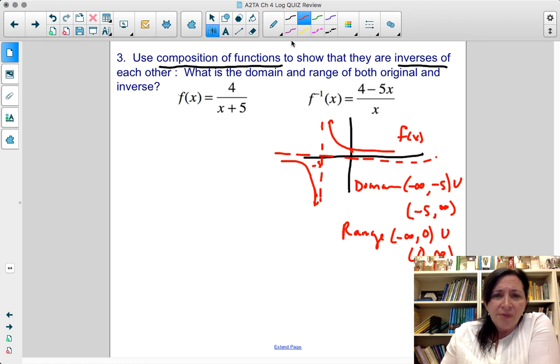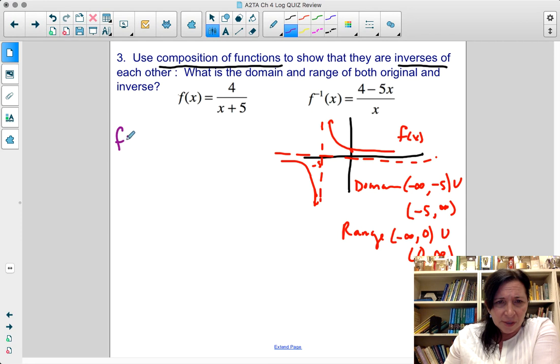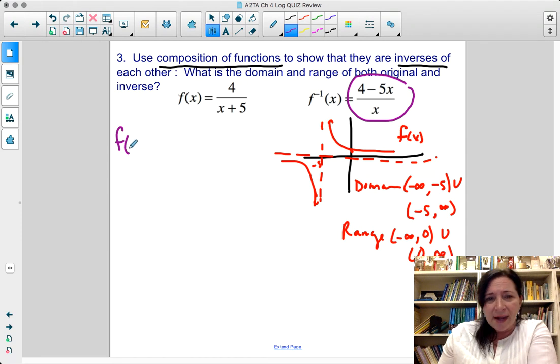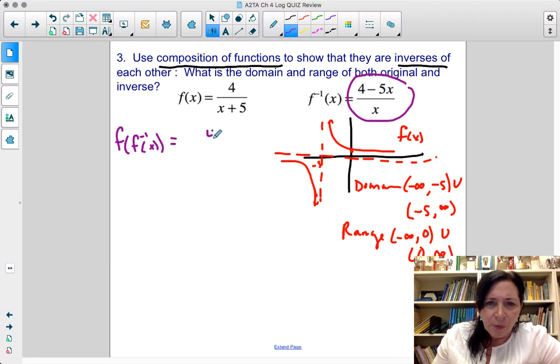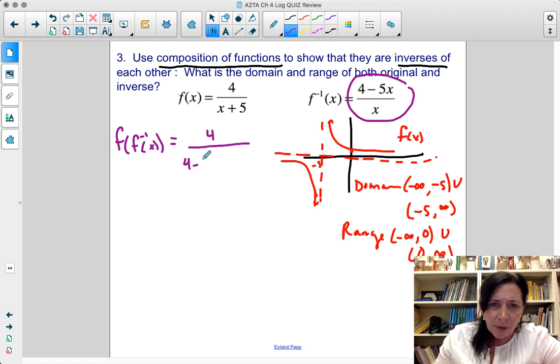So to use composition of functions, what you do is you take the f of x equation, and I'm going to plug this equation, which is my f inverse equation, inside there. So that's going to be f of f inverse of x. So let's do that. We're going to go 4 over x, which is 4 minus 5x all over x plus 5.